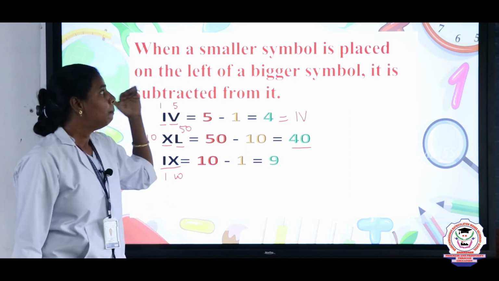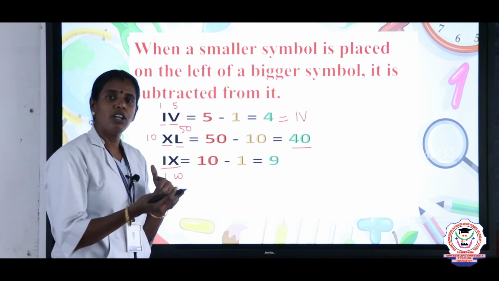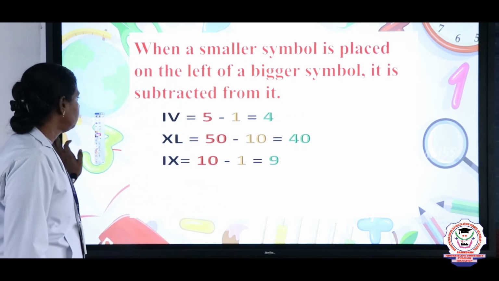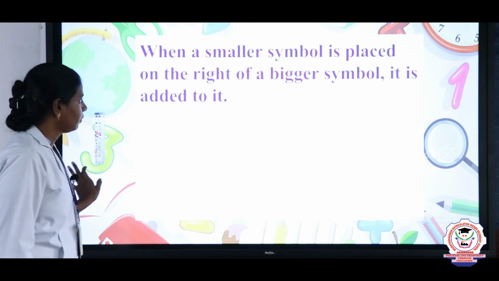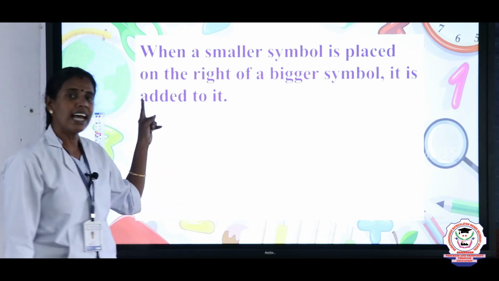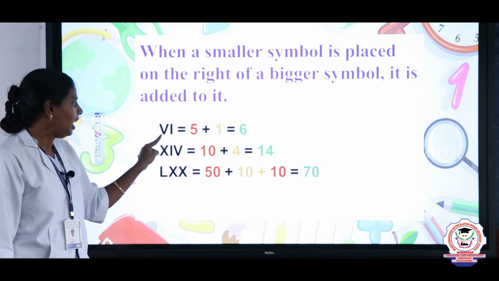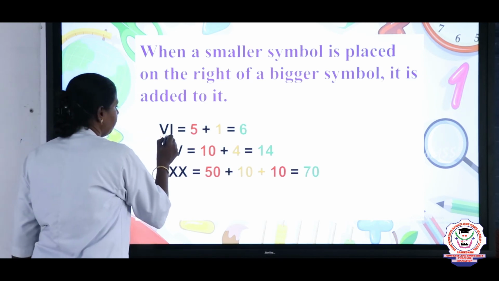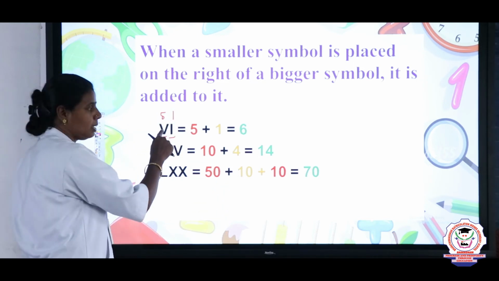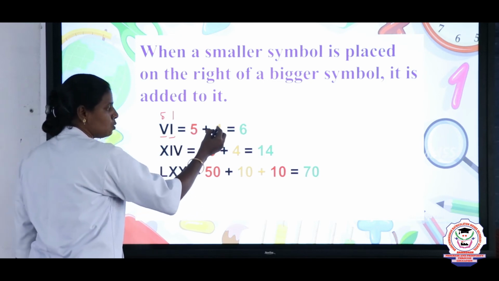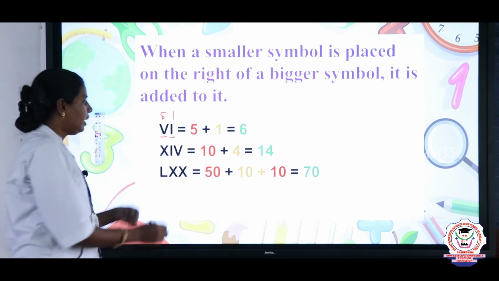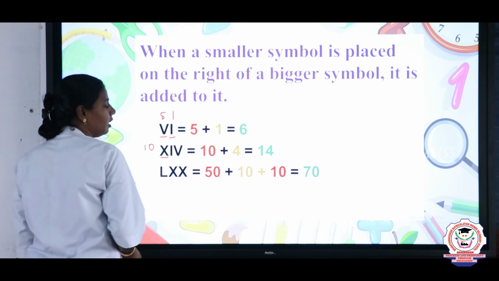When the smaller symbol is placed to the right side of the bigger symbol, it is to be added. So, we will see the next rule. See, when a smaller symbol is placed to the right of the bigger symbol, it is added to it. So VI, V is nothing but 5, and this I stands for 1. So when the smaller symbol is placed right side of the bigger symbol, it is to add, that is 5 plus 1 is 6. Therefore, the Roman numeral for 6 is VI.